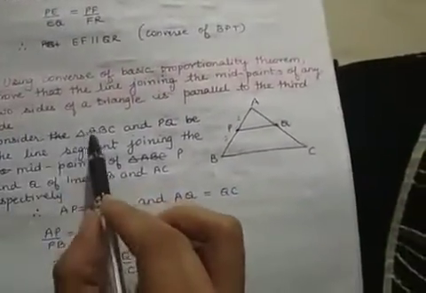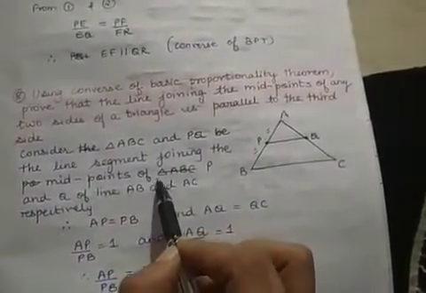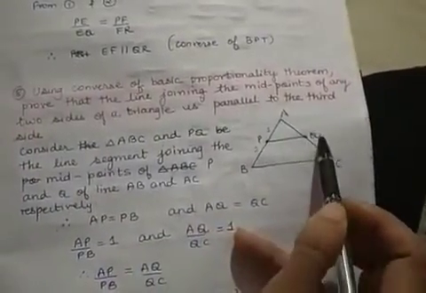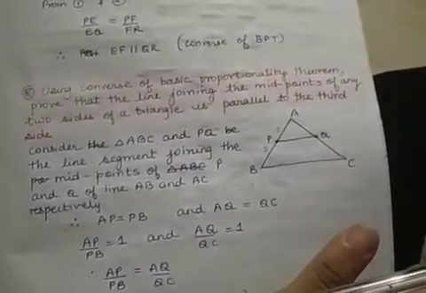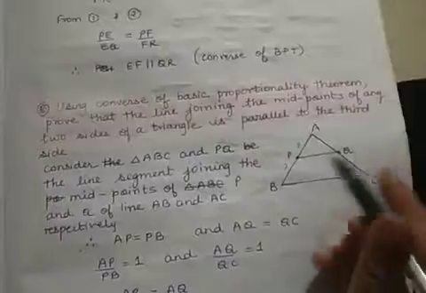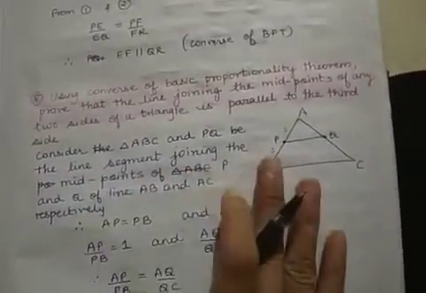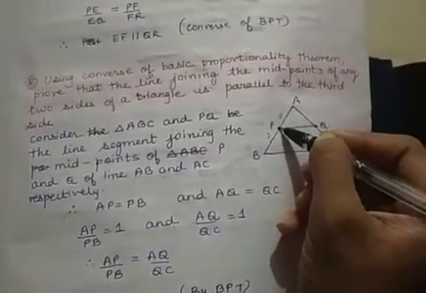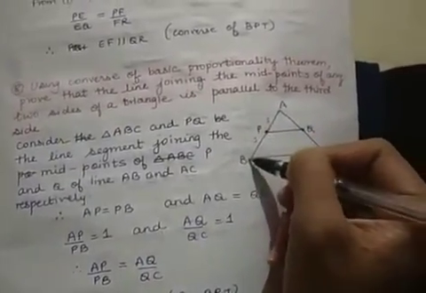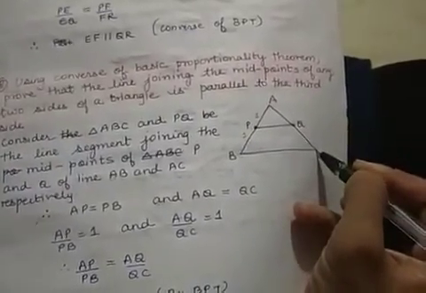So let us take the triangle ABC and PQ be the line segment joining the midpoints P and Q of line AB and AC respectively. Okay, we have to prove that PQ is parallel to BC. Now, since this is the midpoint, AP will be equal to BP, correct? Similarly, AQ will be equal to QC.